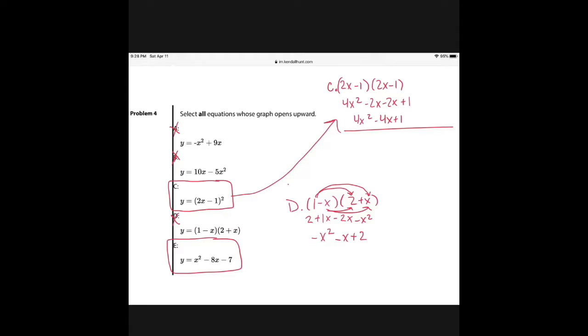Number 4, select all equations whose graph opens upward. So that means it would look like this. So what we know is if you multiply it by a negative right there, on A it's going to open downward, and then the B has a negative there too, and then D, if you multiply it out, you're going to get another negative. And so on C, I multiplied it out, and you'll have a positive 4x squared, and then E is also positive, so that would open upward. So your answer would be C and E.